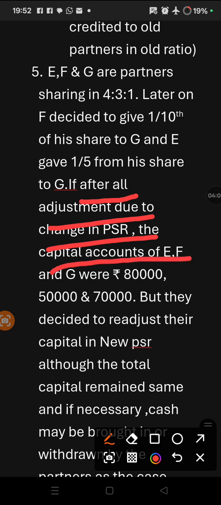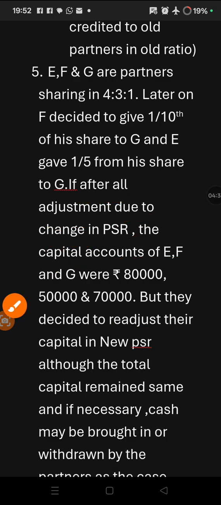Capital accounts of E, F, and G were rupees 80,000, 50,000, and 70,000. That was their old adjusted capital after all adjustment. But what did they decide? To readjust their capital in the new PSR, profit sharing ratio, although the total capital remained the same. Okay, so let us move to the next part.